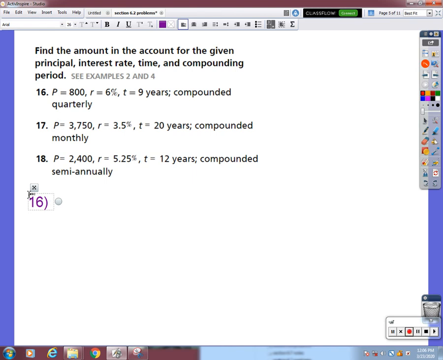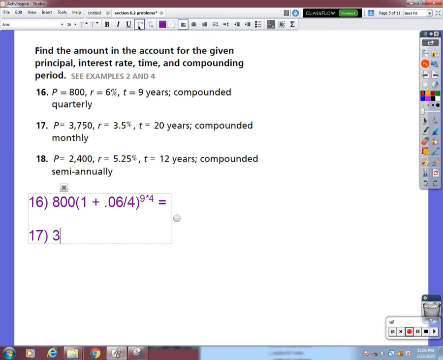So for number 16, if I'm starting out with $800, I always need that 1 to stand for the original amount that I've invested. That is at 6% interest, so that's 0.06. Compounded quarterly means 4 times a year. And we're doing that for 9 years, so that's going to be raised to the 9 times 4 power. And whatever you get from that is your answer.